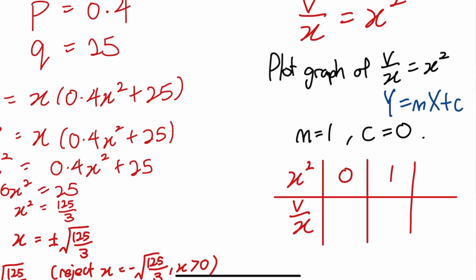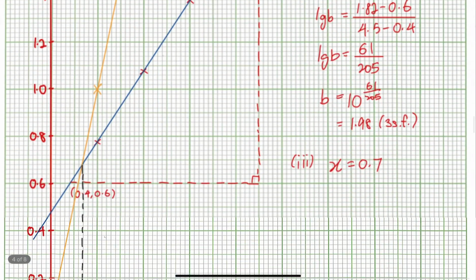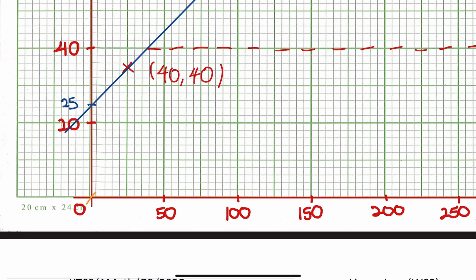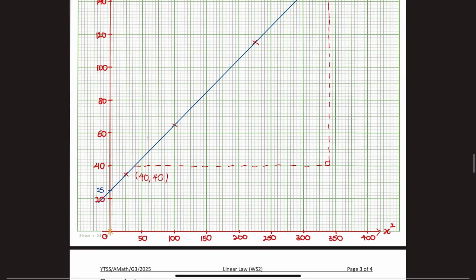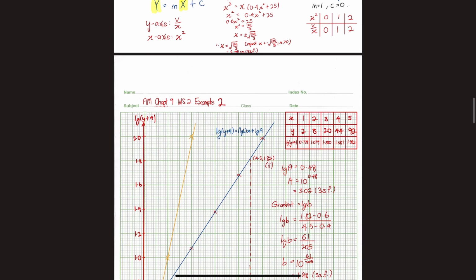So when x squared is 0, v over x is 0. When x squared is 1, v over x is 1, etc. 0, 1, 2. Okay, so therefore the last part is to plot the graph based on this table here. When x squared is 0, v over x is 0. When x squared is 1, when x squared in this case is 1.